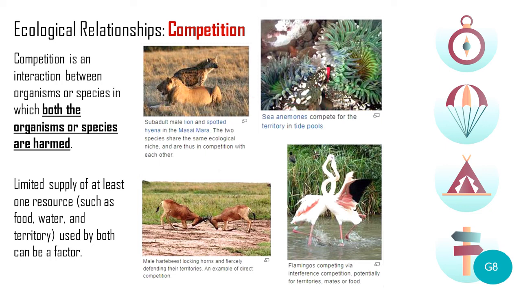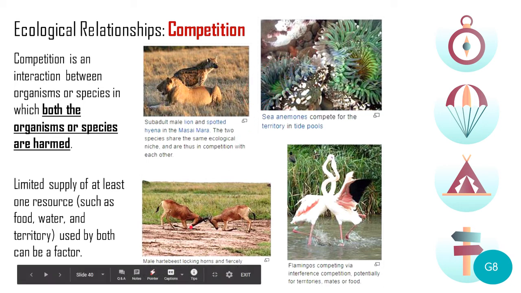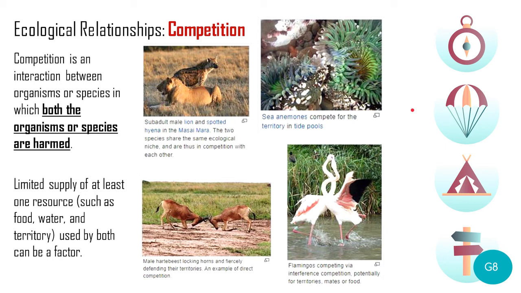So sea anemones compete for the food. One sea anemone competes with another sea anemone for food, for the territory in their location. Then we have here hartebeest. Those are two male hartebeests locking horns, fiercely defending their territories, and sometimes the females of their territories. So they would fight, and then whoever wins will get to keep the territory. So that's one example of competition. And then we have here flamingos. They are competing for territories, mates, or food. So they're fighting with each other for those limited resources.